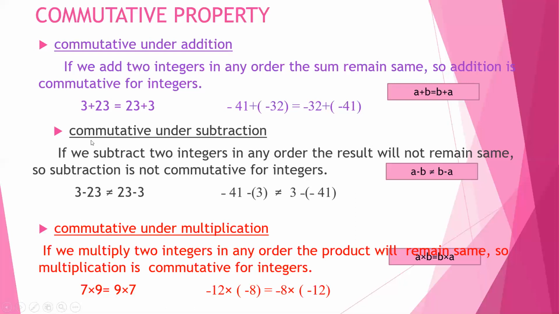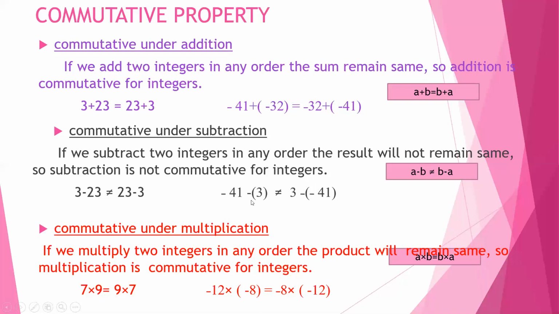But when we take the example of subtraction, if we subtract two integers in any order, here if I'm subtracting 23 from 3, I'm getting negative 20. But when I'm subtracting 3 from 23, I'm changing the order. Here it is the subtraction sign; 23 is not negative. I'm subtracting 23 from 3, so I'm getting minus 20. And here when I'm subtracting 3 from 23, I'm getting 20. This is positive, but on the left hand side it is negative. They are not equal. It is not true in this case.